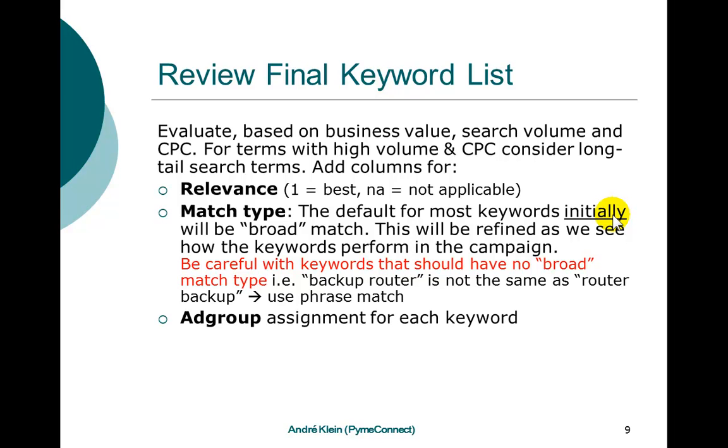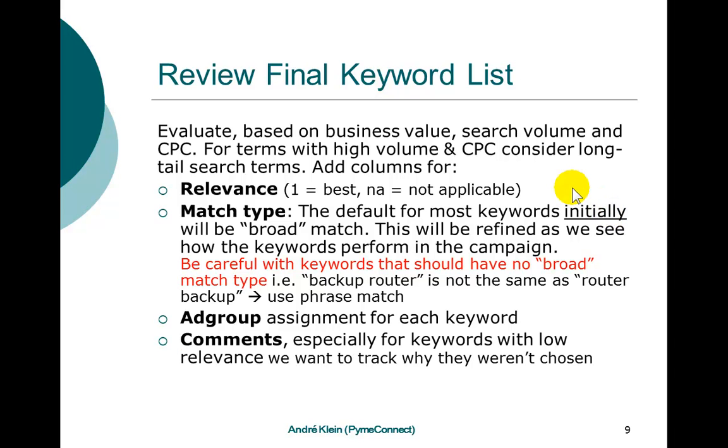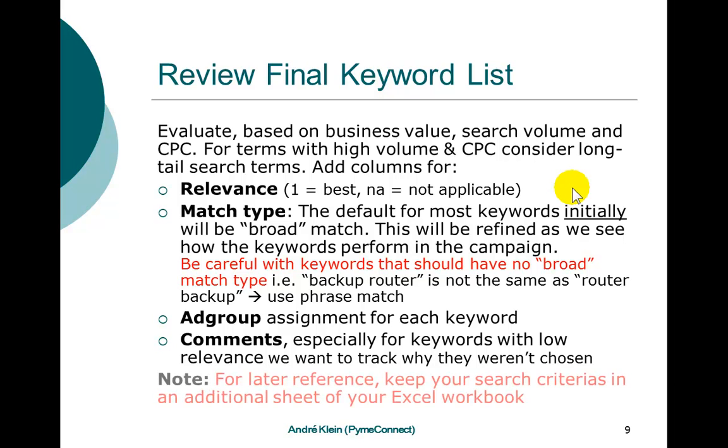We assign the ad groups for each keyword, so we know how many ad groups we will be having, and add a comment section, especially for keywords which we decided not to use, but could look like being relevant, so we track why we didn't choose them. And then, important for later reference, keep your search criteria, which you've entered into the Google AdWords Keywords tool, in an additional sheet of the same Excel workbook.